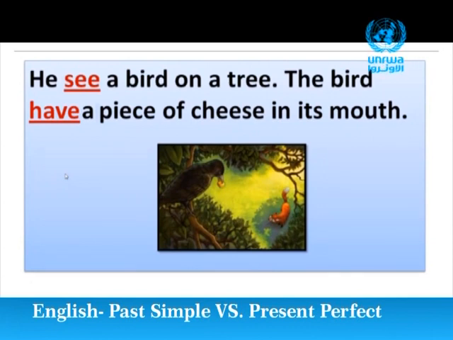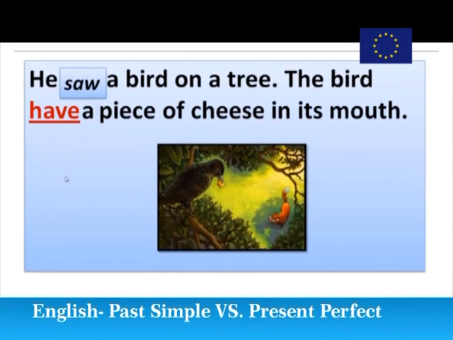Now, can you correct this verb? See, is it regular or irregular? Of course, the verb see is an irregular verb. So the correct form, he saw a bird in a tree. Now next one, the bird have a piece of cheese in its mouth. Try to correct this verb. What's the answer? Great. The bird had a piece of cheese in its mouth.